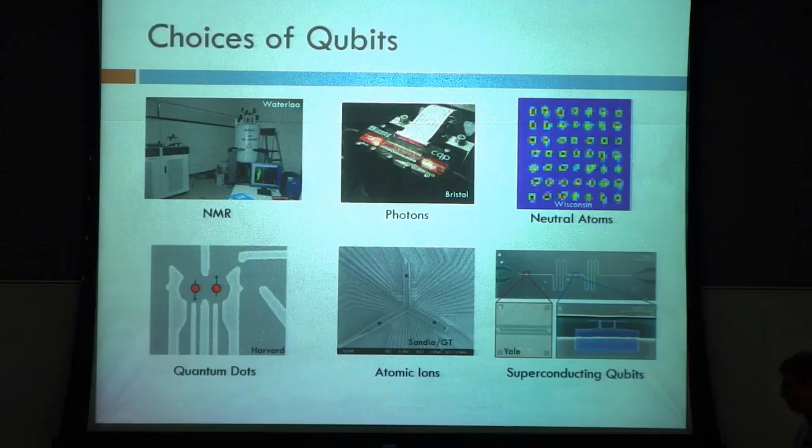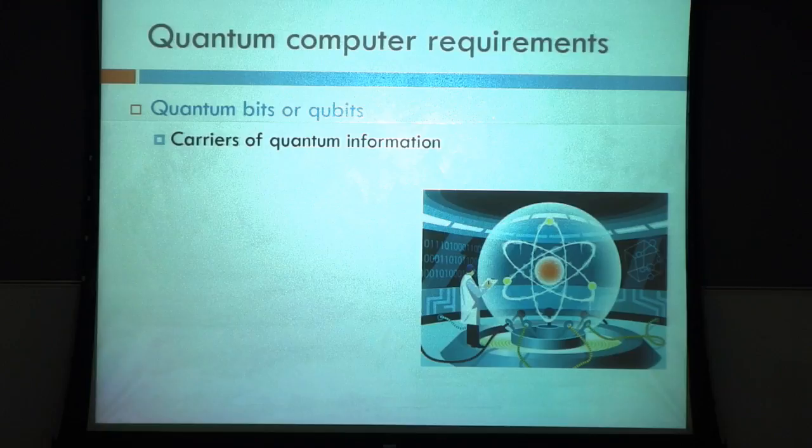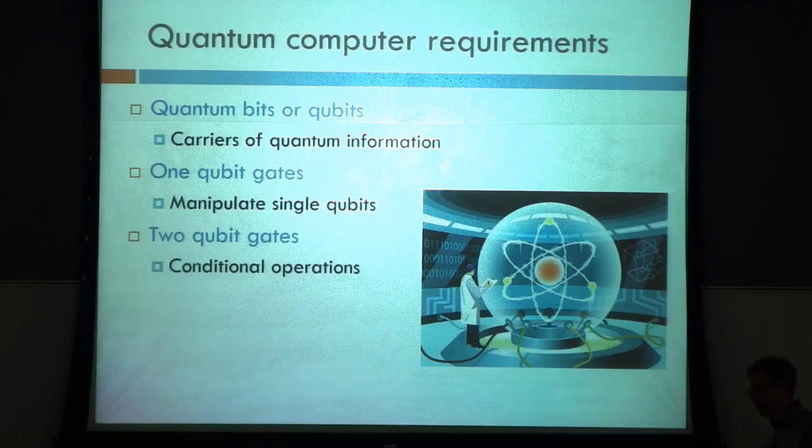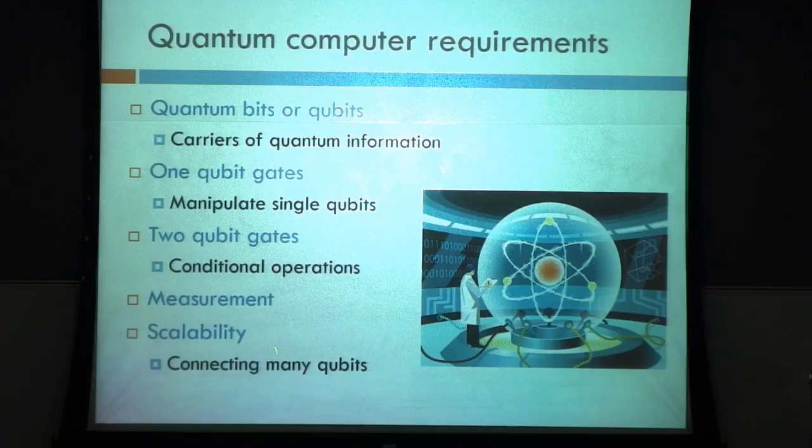So what do we need? We need something to carry the information, some kind of quantum bit. We need to be able to manipulate that bit, do single qubit gates. We need to be able to do conditional operations. These two qubit gates allow us to do logic. We need to be able to measure the outcome of our experiment. And then we need some way to connect many, many qubits. I would say at the moment, these parts for superconductors and ions are well understood. And the focus technologically is thinking about this problem: how do we start to put together many of these pieces?